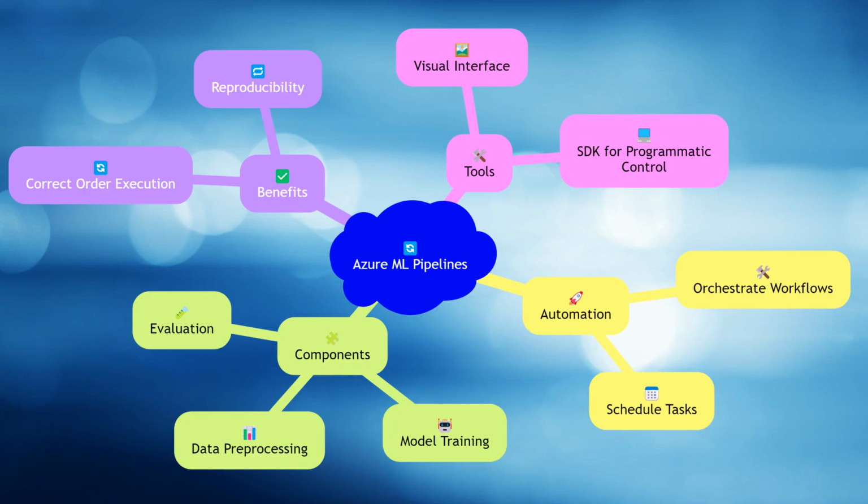Pipelines in Azure ML allow you to automate and orchestrate complex machine learning workflows. A pipeline can include multiple steps, such as data preprocessing, model training, and evaluation. By using pipelines, you can ensure that each step is executed in the correct order and that the entire workflow is reproducible. Azure ML provides a visual interface for building pipelines, as well as an SDK for programmatic control.